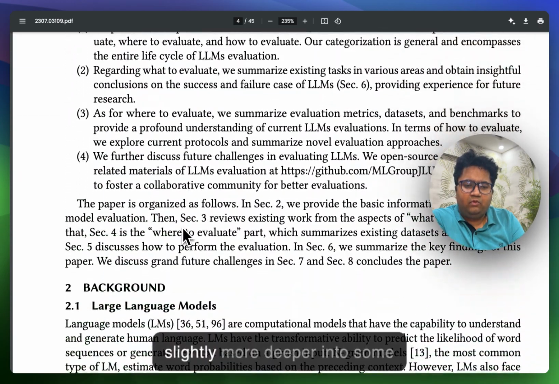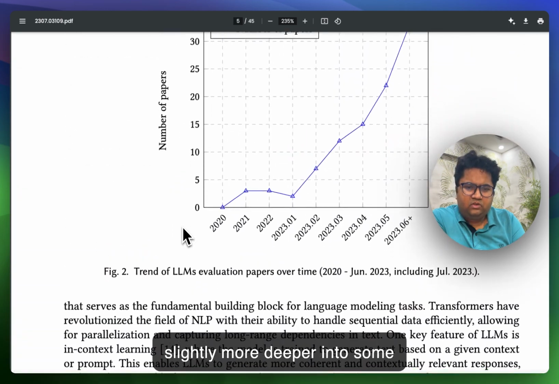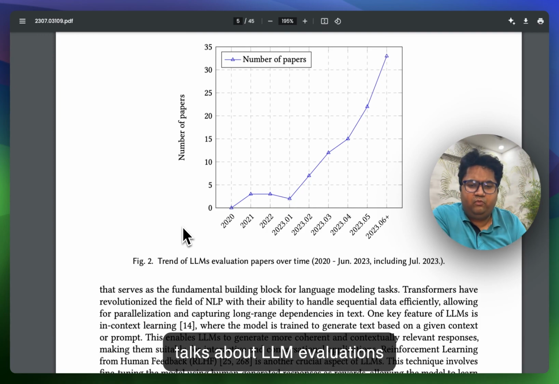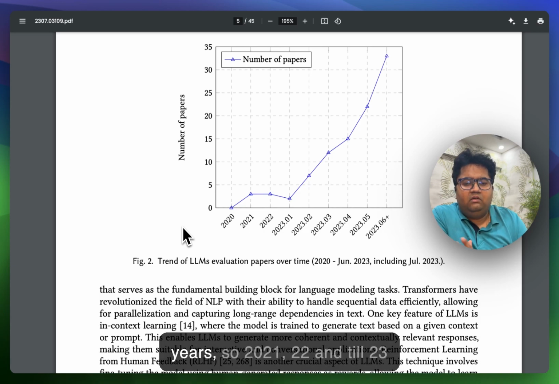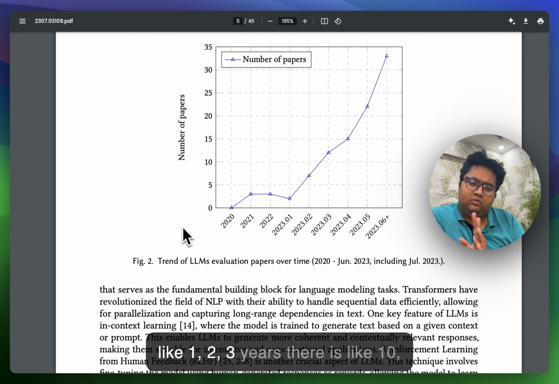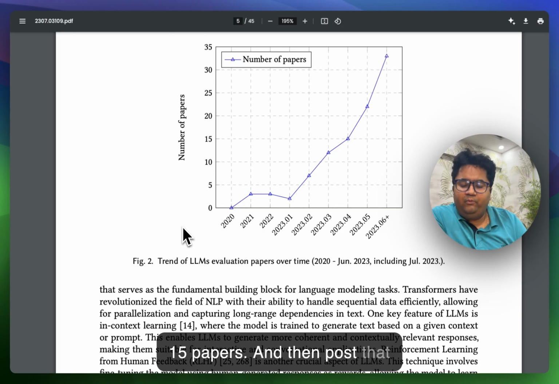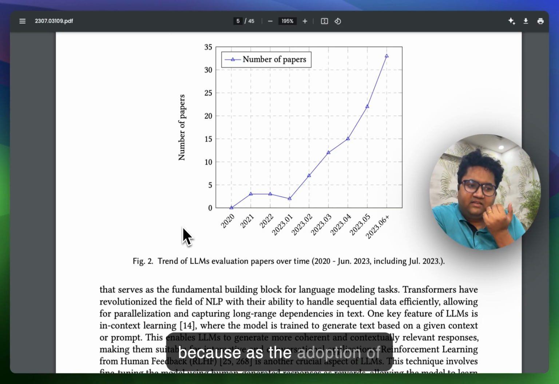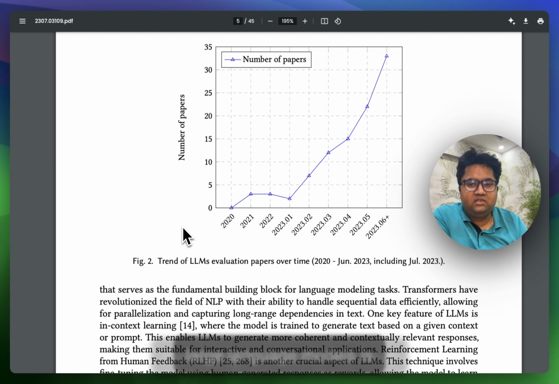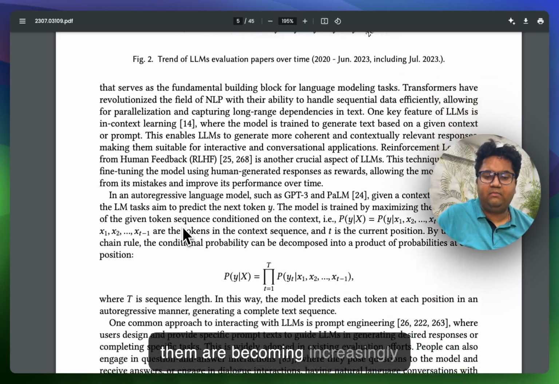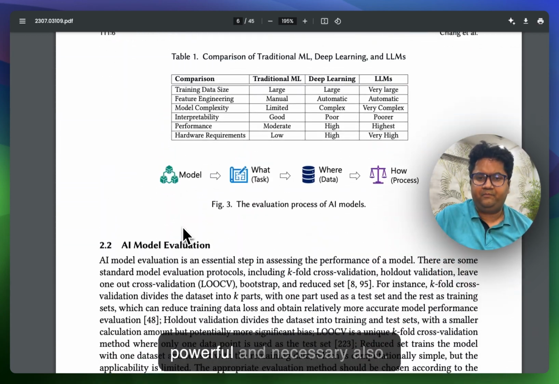Let's go slightly more deeper into some of the techniques. Now this is a very interesting number. It talks about LLM evaluations over time. So in the first few years, 2021, 22 until 23, like 1, 2, 3 years, there's like 10, 15 papers. And then post that the number has shot up, because as the adoption of large language models is increasing in industry, the need and the necessity to evaluate them are becoming increasingly powerful and necessary also.